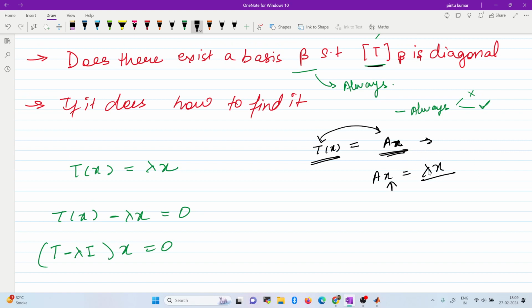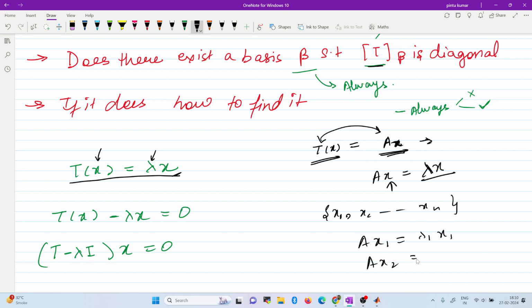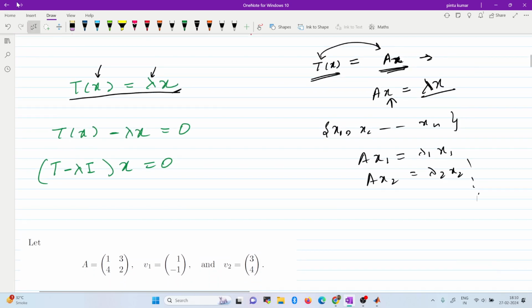So what we want is that this x should be scaled by some factor lambda. This is the only property that we want, and we want to find a set of linearly independent vectors x satisfying this property. This lambda need not be unique; it can be different. So let's say you found a set of vectors x1 to xn, you can have Ax1 is equal to some lambda 1 x1, Ax2 is equal to some lambda 2 x2, and so on. This is what we want to find.